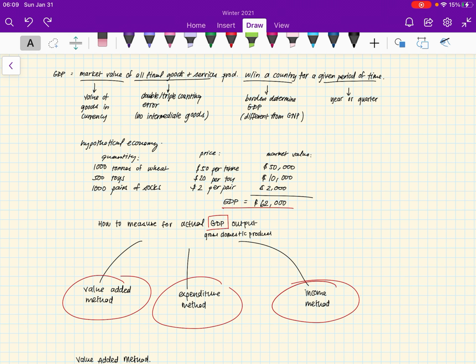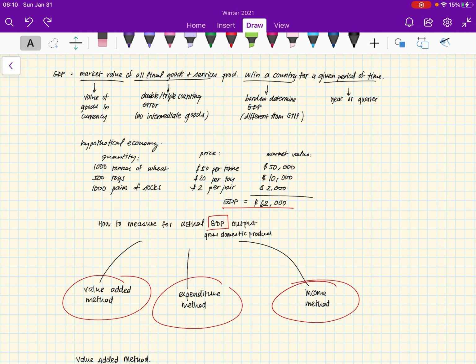And similarly with time, we need a unit of measurement to compare the values of products. Therefore, we consider the value of goods in market currencies. Let's take this hypothetical economy, for example. We have 1,000 tons of wheat valued at $50 per ton. The market value of wheat is $50,000. This is just the price multiplied by quantity.